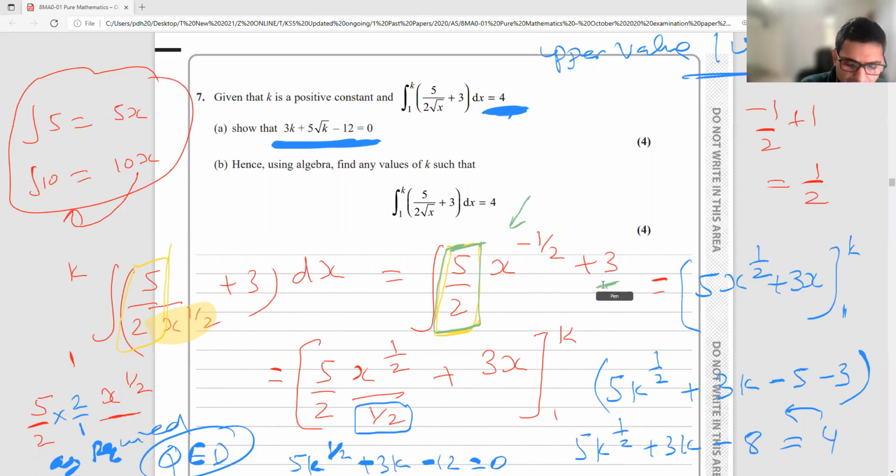Integration of 3 is 3x. So when we integrated it, we got 5 over 2 x to power half. We always divide by the new power. This is the basic integration, guys, which is 1 over 2. Once we have done this, we flip this fraction, because obviously we want to multiply; if we want to divide something, it means we flip it over. We end up with 5x to power half plus 3x. We substitute both the limits there. We got 5k to power half plus 3k, and they said this is equal to 4.